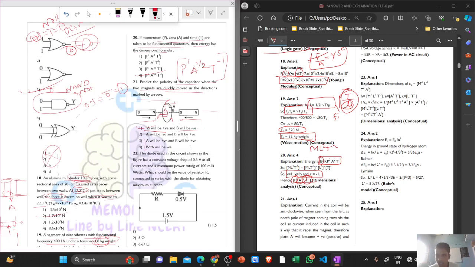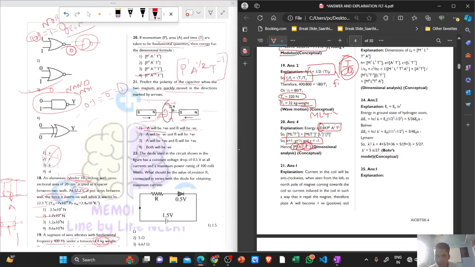You can also read the concept from here. The current in the coil will be in the anti-clockwise direction as seen from the left. As you can see, the magnet is coming towards the coil from the left direction, so the current flows in such a way. Therefore, the polarity will be positive. Okay. Now, moving towards another question.